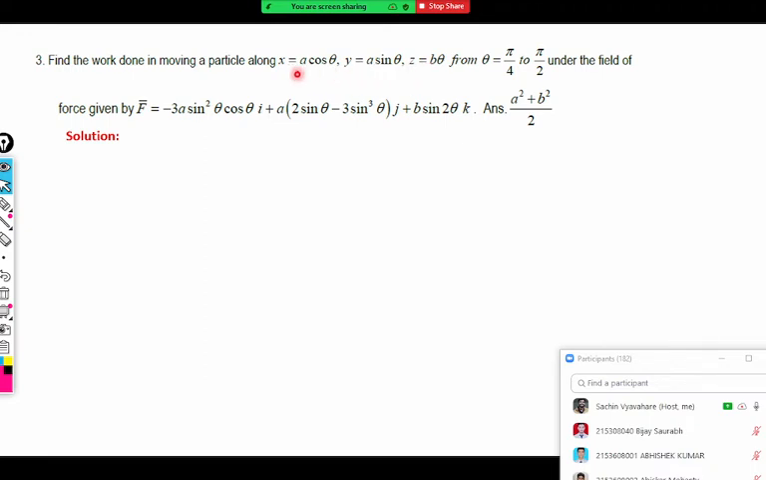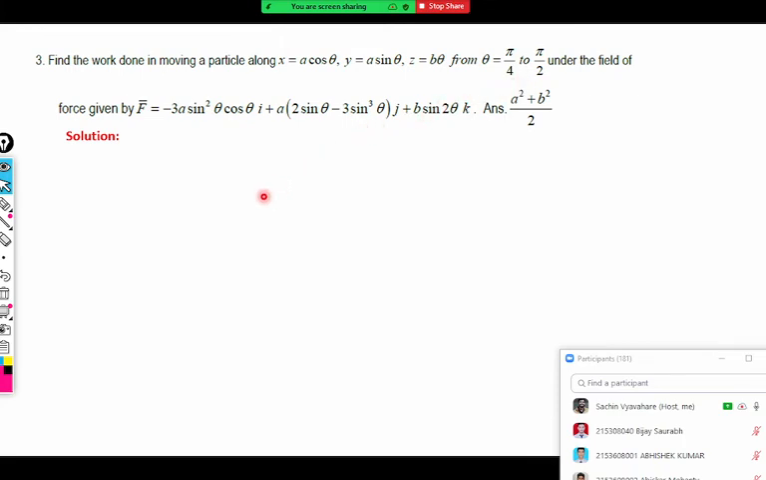This equation represents a spiral. It is a 3D curve. Probably you can take it like a spring also. Yes, helical. But we don't have to think about that curve. Nowhere do you have to draw this curve. Just the parametric equation of the curve is given. We have F bar. The limits for theta are also given in the question. So everything is given. Only the calculation is there.